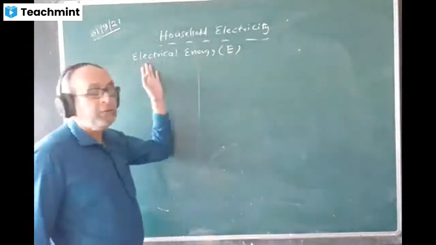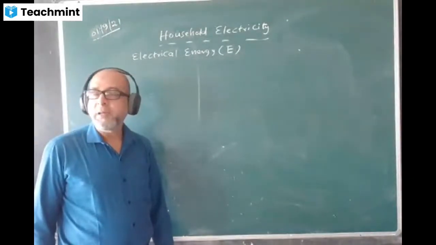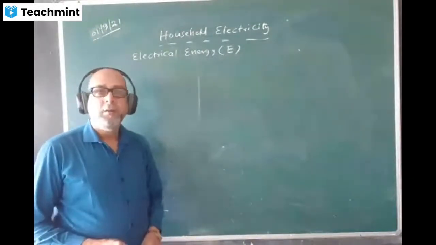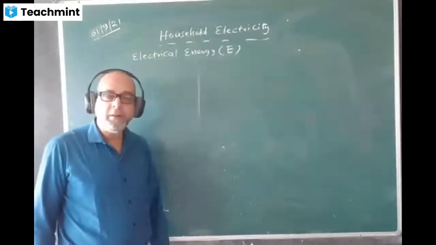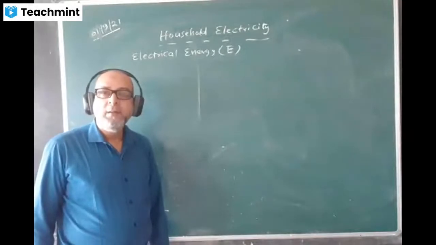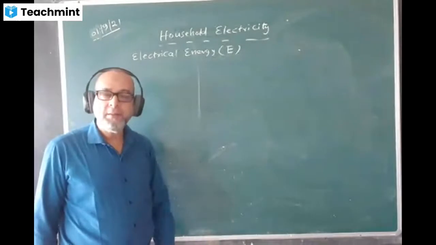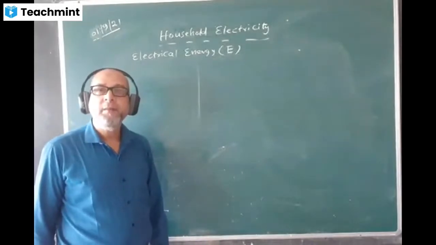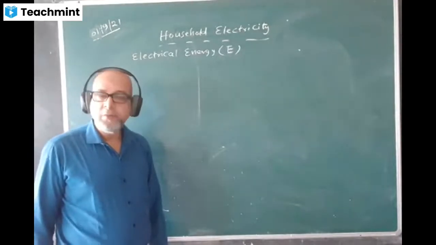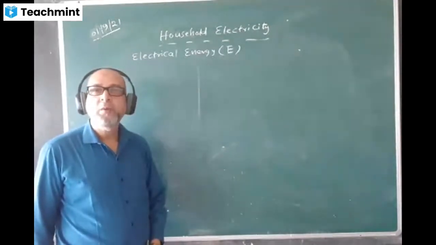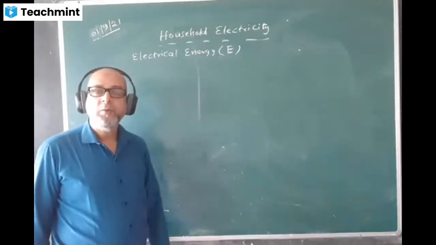Okay. Write down the definition of electrical energy. Actually, energy is the capacity of doing work. How to define electrical energy? Write down: it is the amount of work, or you can write, it is measured by the amount of work done to move a charge Q, capital Q.